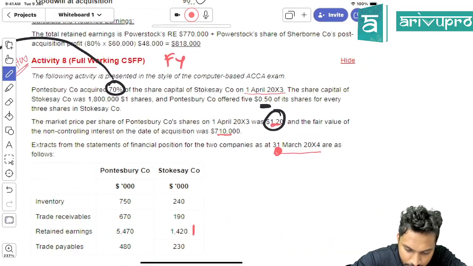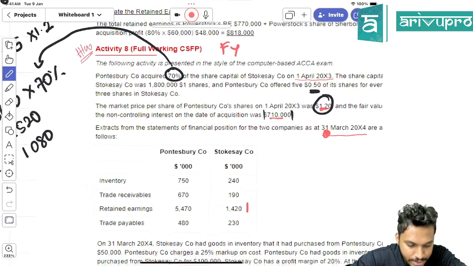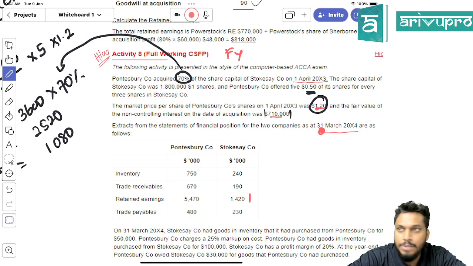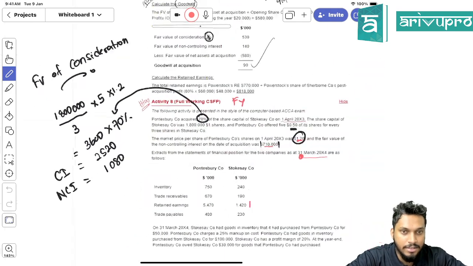They have given at the date of acquisition was 710. What could be the difference? I'm just asking a question. You don't want to go this standard.